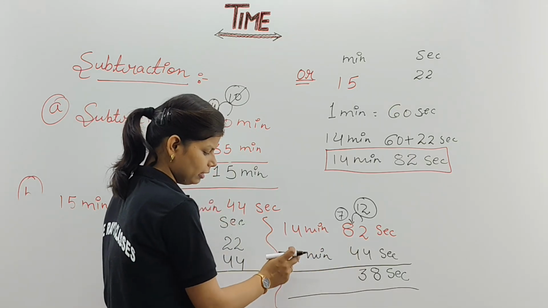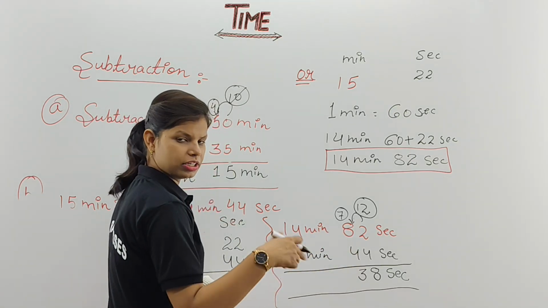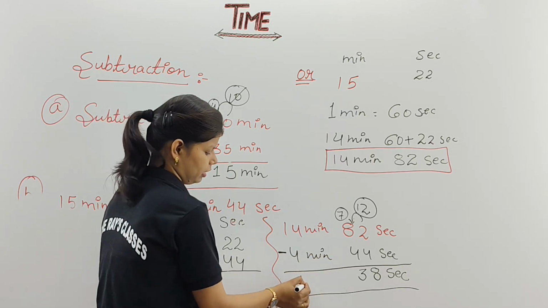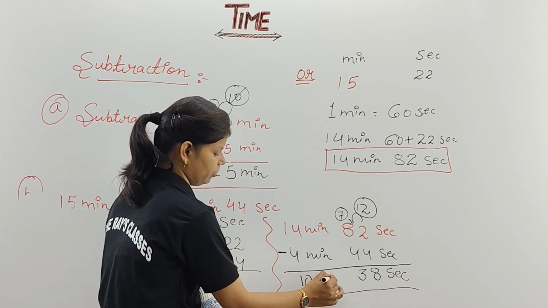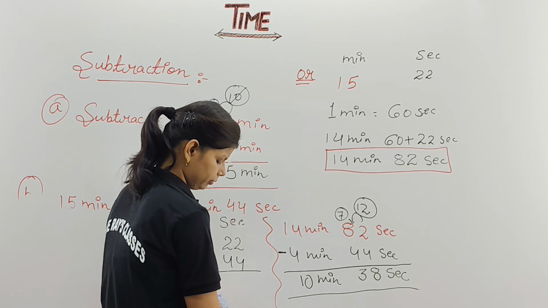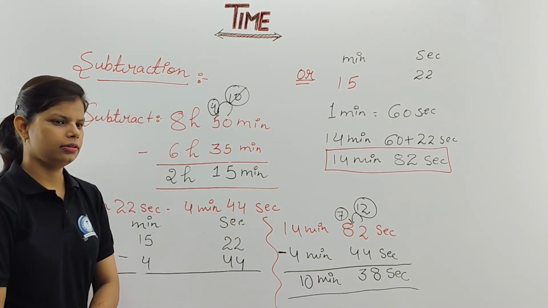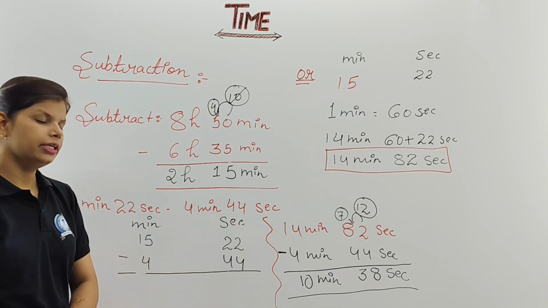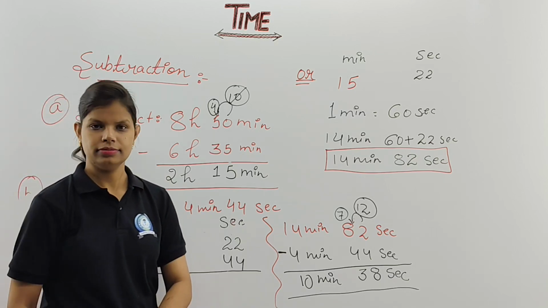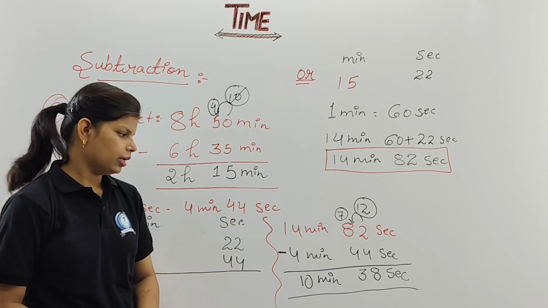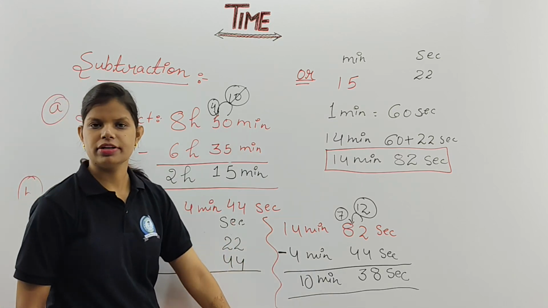We have passed. Now 14 minus 4. 14 minus 4, what will you get? 10. Your answer will be 10 minutes 38 seconds. Clear? 10 minutes 38 seconds. Do you get my point? This is just the method which I have explained.